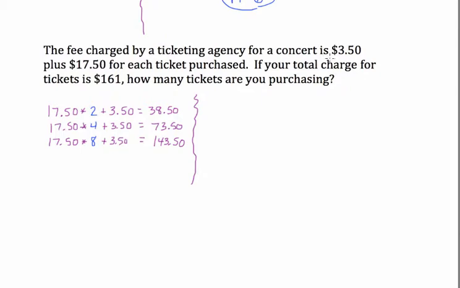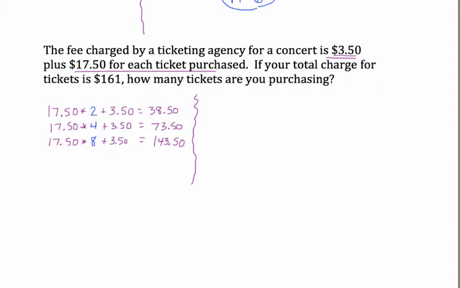The ticketing agency charges a fee of $3.50 plus $17.50 for each ticket purchased. So your total is going to depend on how many tickets you buy. First, before we do this problem, let's look at a couple of examples of how the ticket price is figured. Let's say you wanted to get 2 tickets. You'd multiply $17.50 by 2 and then add on $3.50 to get $38.50. Likewise, if you were going to get 4 tickets or 8 tickets, you'd just multiply the $17.50 by 4 or 8 and then add on your flat fee to get your total.